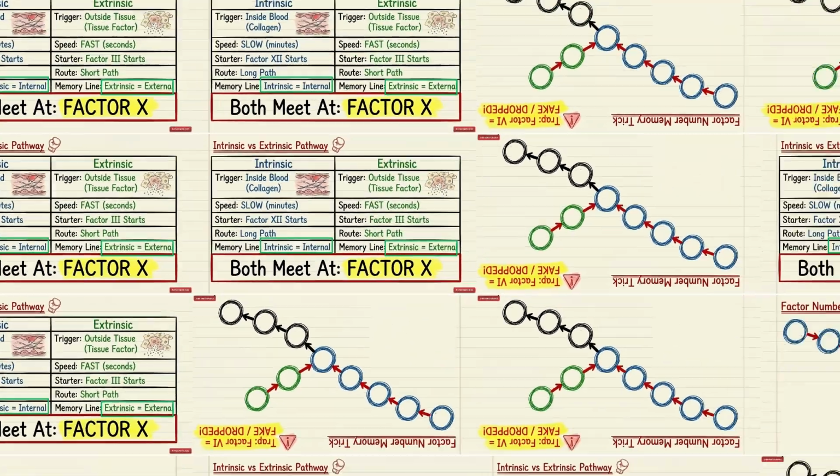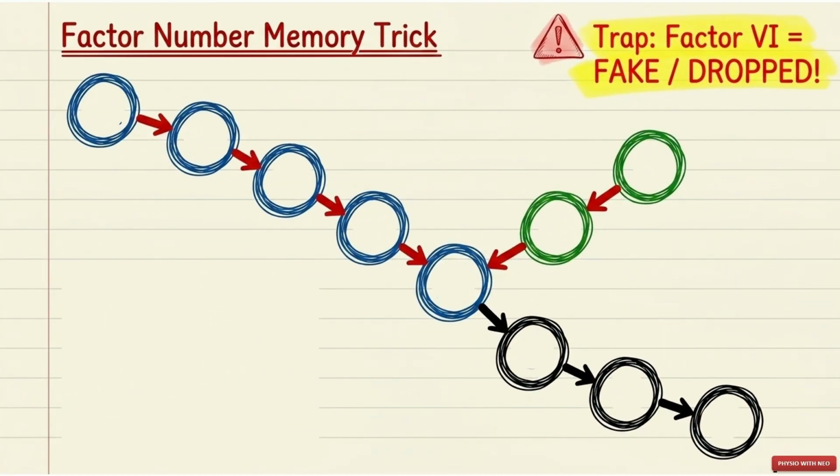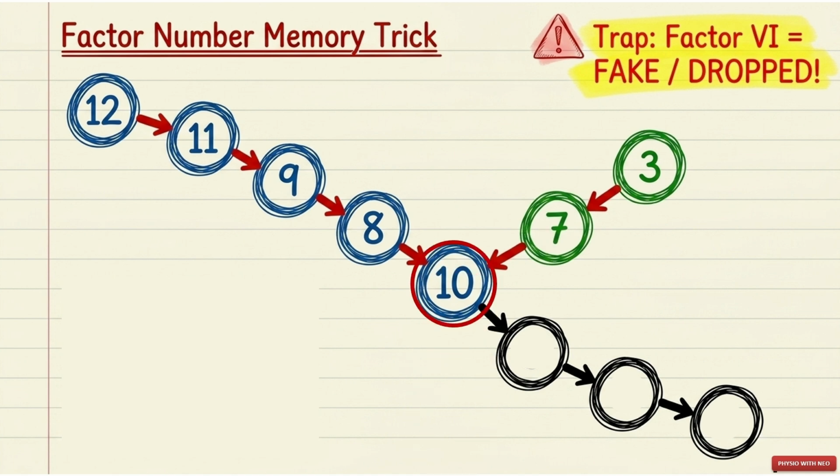Now let's memorize the factor numbers. No mugging up, just follow the pathway. Intrinsic pathway. It starts with factor 12, 11, 9, 8. Then it reaches factor 10. Then extrinsic pathway, factor 3, 7. Then it reaches factor 10. And after this, both follow the same common pathway, that is 10, 5, 2, 1.